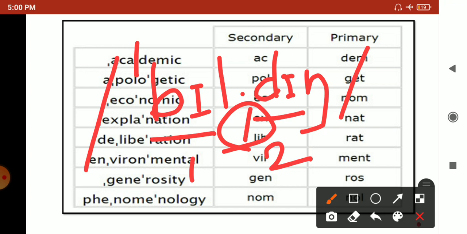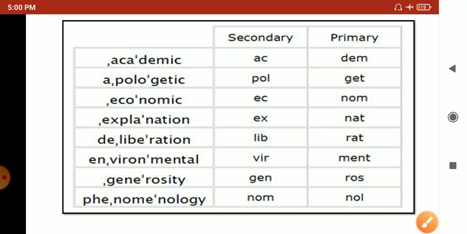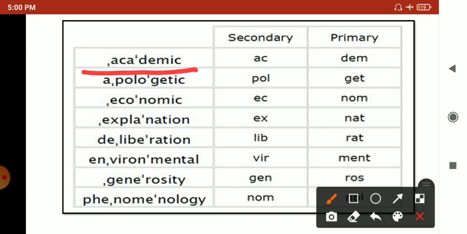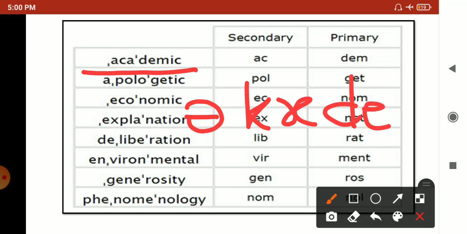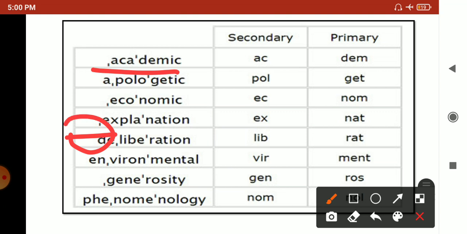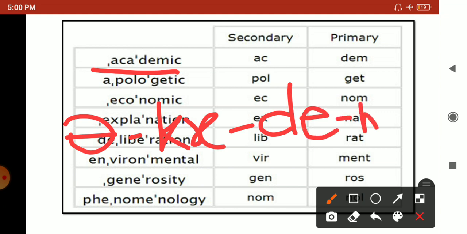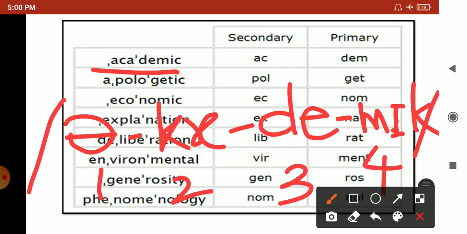The problem arises when the word has three or more than three syllables. Now, for example, in a word like academic. Okay, now the word has four syllables because it has four vowels in it. First, second, third and fourth. Now you have to decide which syllable is more prominent than the remaining syllables. Here, the third syllable is more prominent than the first, second and fourth syllables.